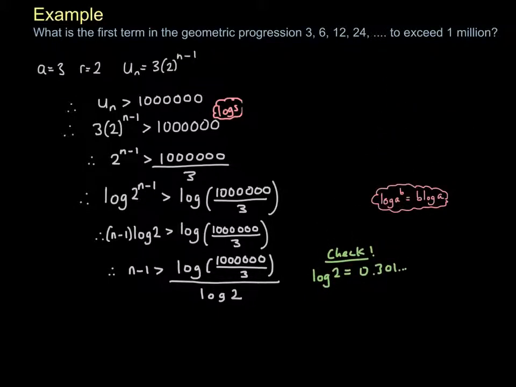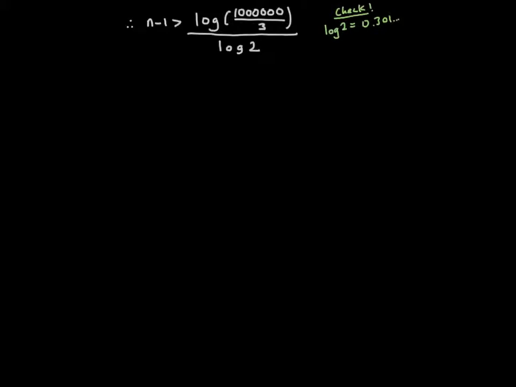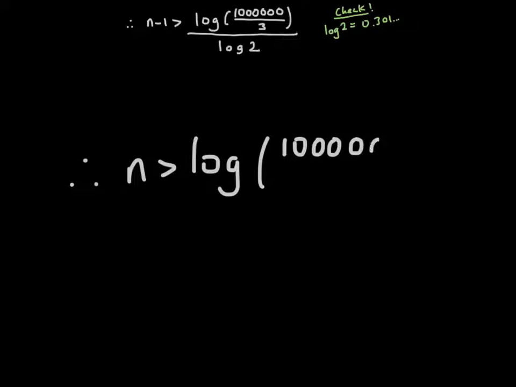As you can see, we've run out of room on this slide, so we're just going to go onto a new screen and carry on working on this example. So this is what we came to: n subtract 1 is greater than that horrific looking fraction. So we just take the negative 1 across to the side. That's going to give us log of 1 million divided by 3, all divided by log of 2, add 1.